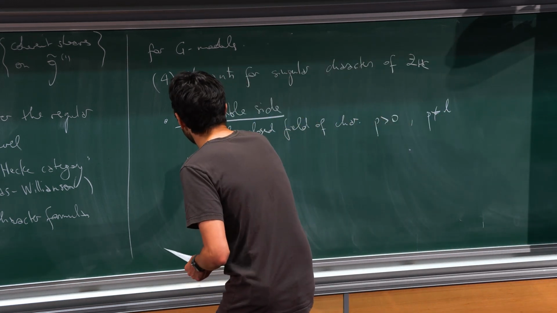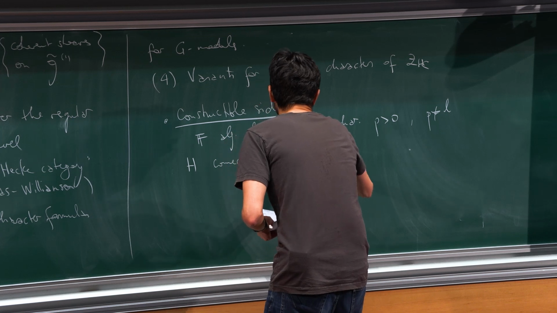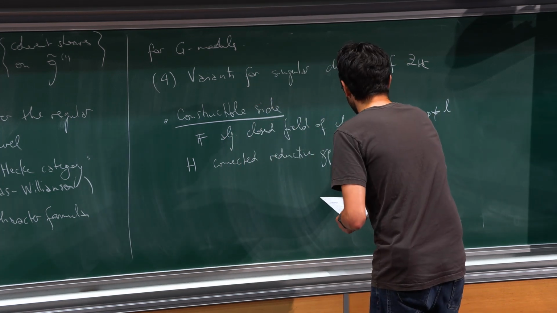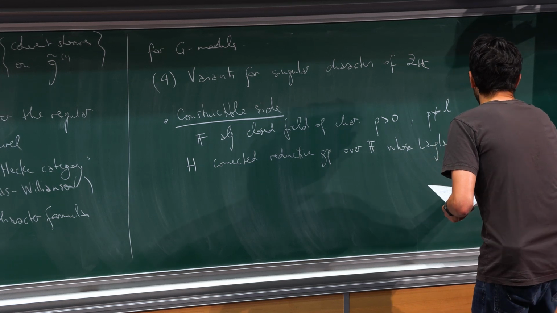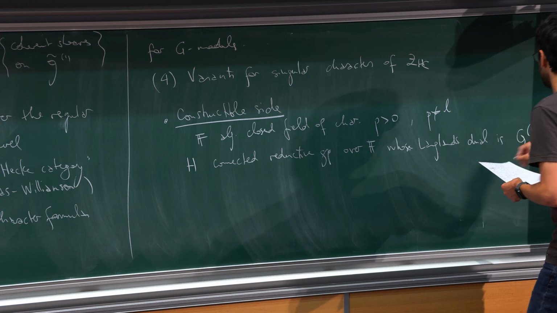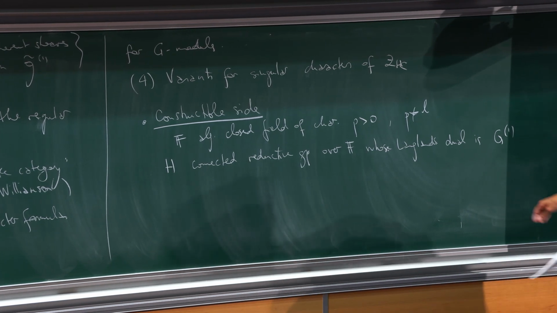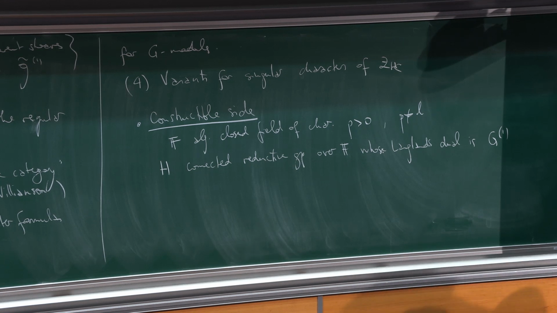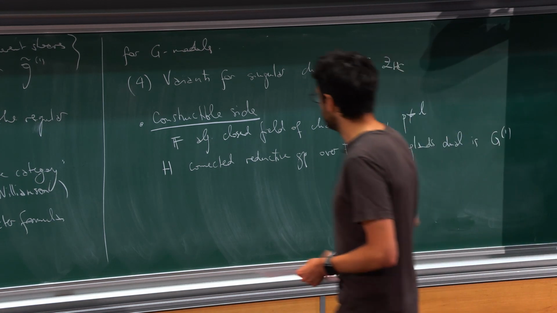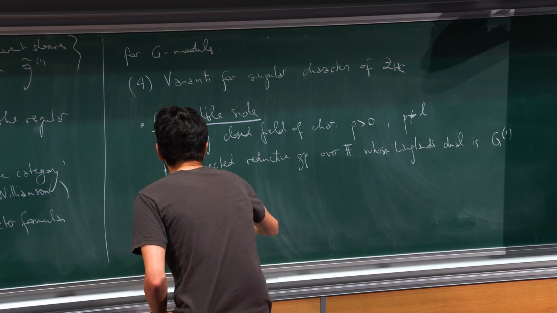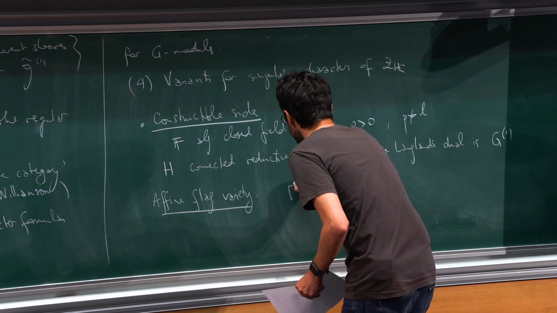And over this field I have another group, another reductive group H, so a connected reductive group over F, whose Langlands dual is the Frobenius twist of G. So the Frobenius twist of G is isomorphic to G, but if you don't want to choose extra structure, we really want H to be Langlands dual to the Frobenius twist of G. And I want to consider the affine flag variety of this group, Fl_H.